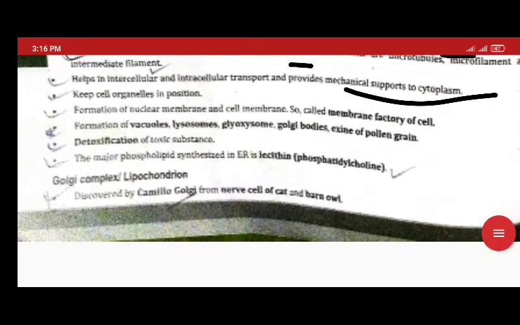Structure: cytoskeleton helps in mechanical support, like a skeleton on the inner side, and keeps cell organelles in position. Membrane factory: what can it form? Lysosome-like organelles. Now formation of vacuoles, lysosomes, glyoxysomes, Golgi bodies. Example: the Golgi body is also formed from what? ER.